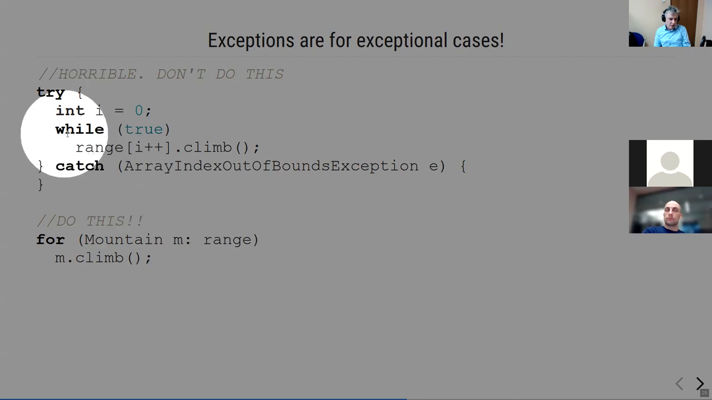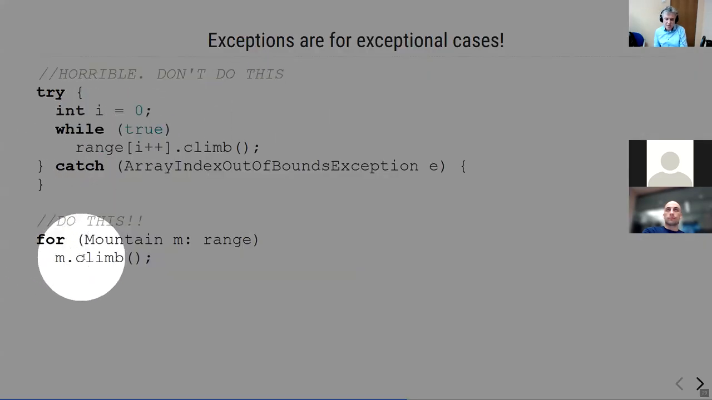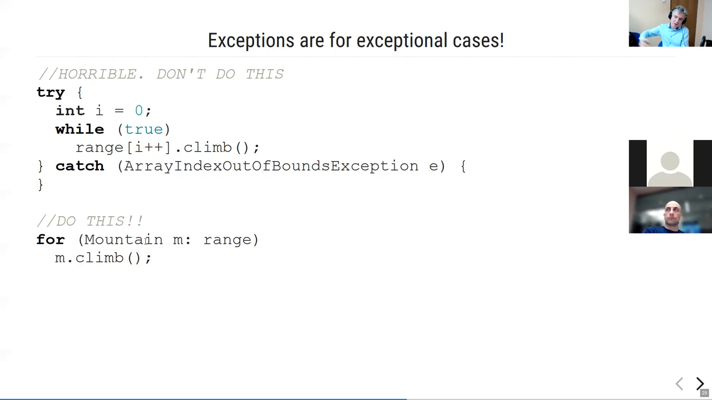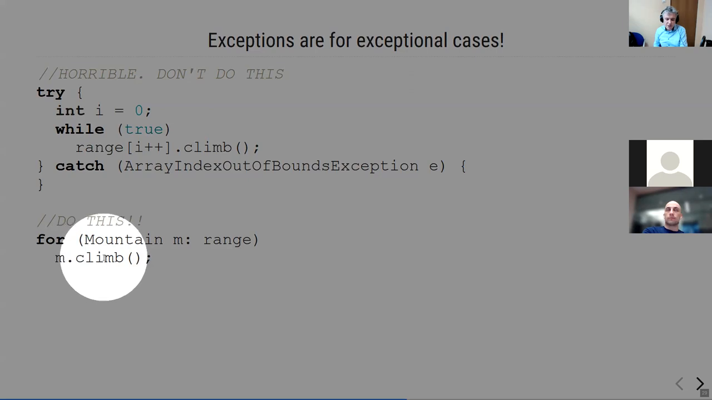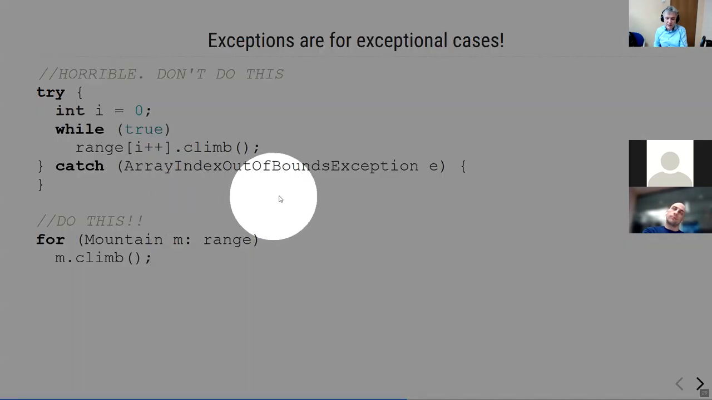If so, this is an example of horrible code. What are we doing here? We have this range array, and we're just using climb until an array index out of bounds exception happens. So we might write such code, but it's actually horrible performance-wise. I'll explain just now. Instead of this horrible code, we can write this beautiful code, because we have a for loop that can iterate through every element of the array, and it will finish as soon as the range finishes. So we won't have an array index out of bounds exception.